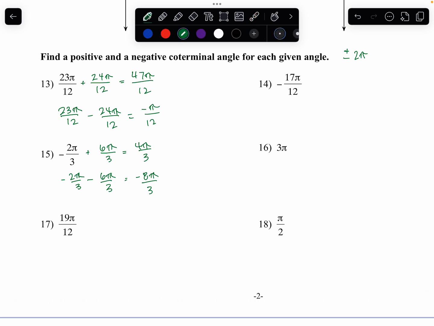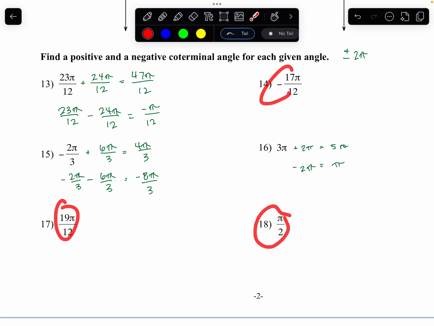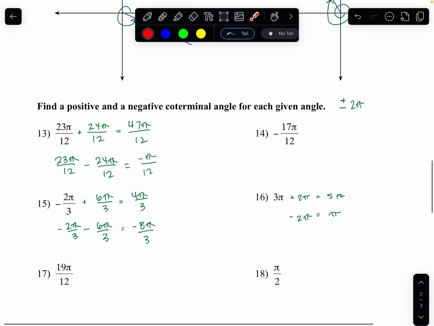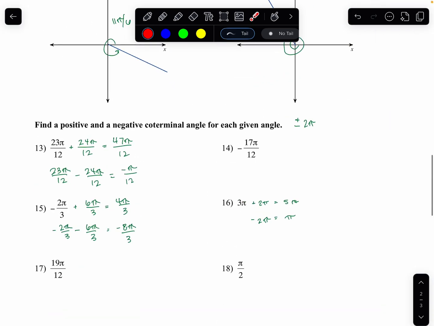This one right here, I don't need a common denominator. I can just add 2 pi, and then I'm going to get 5 pi. And then I'm going to subtract 2 pi, and I'm going to get pi. So go ahead with these ones that are left, do the same things that I've been doing, and you should get the rest of your answers. So, all right, and that should do it for 8.2.